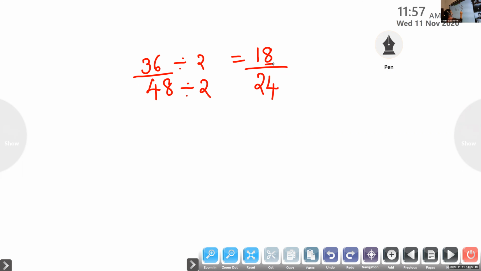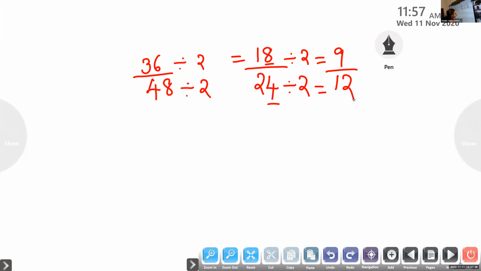Look at the last digit, 8 and 4. That is an even number, which means we have to divide again. So can you tell me 18 divided by 2? 9. Very good. 18 divided by 2 is 9. What about 24 divided by 2? 12. Okay.